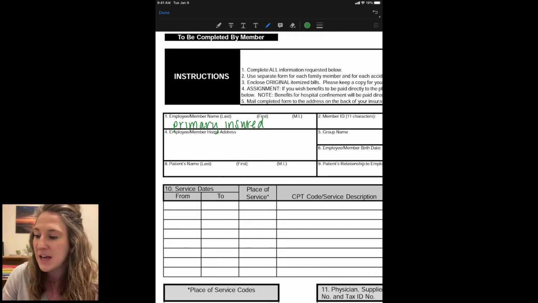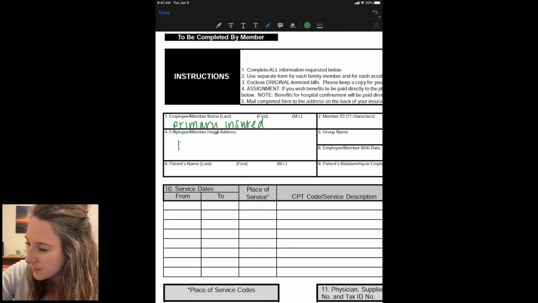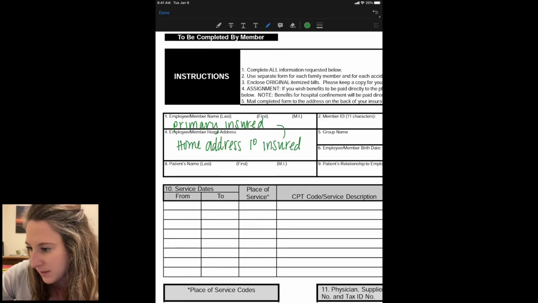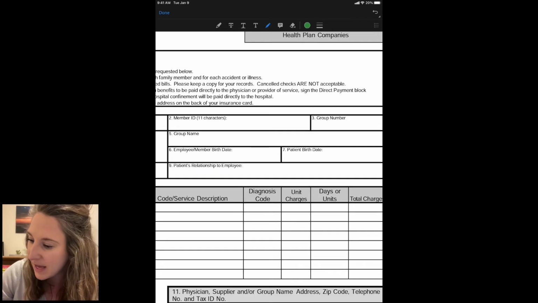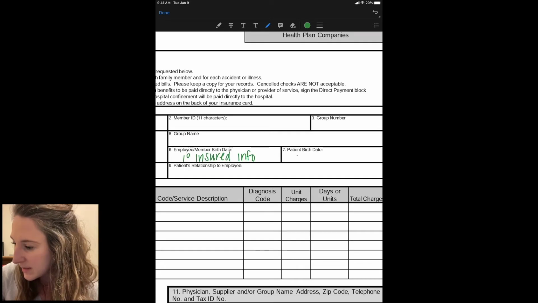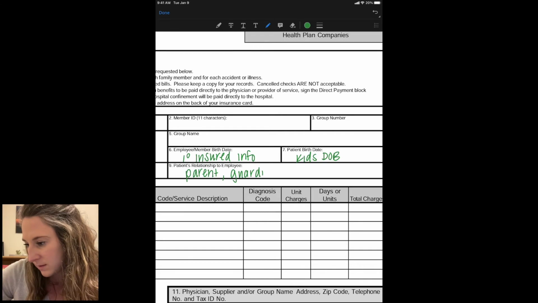The home address of the employee. So this is going to be the home address of the primary insured, like this person's home address. Then you're going to have the patient's name. So this is the kiddo's name. Again, this is going to be the primary insured info. And then this is going to be the kid's date of birth. And then you would write parent, guardian, etc.